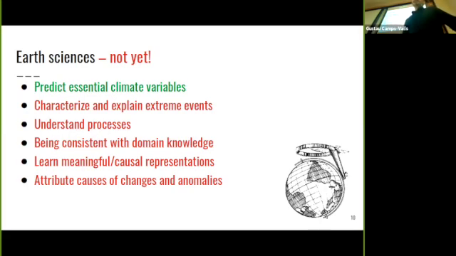At the same time, we want these models to be, in a way, invariant, and they should be causal. And of course, we still have to tackle the big challenge, which is the attribution of causes of change and anomalies, right? And this is happening with the urgent problem that is above our heads, climate change and its impacts, which we are all witnessing, right?